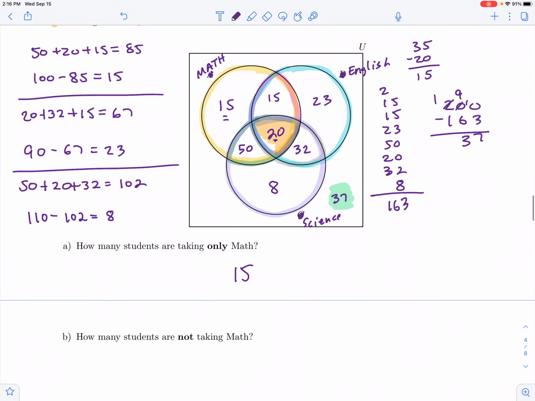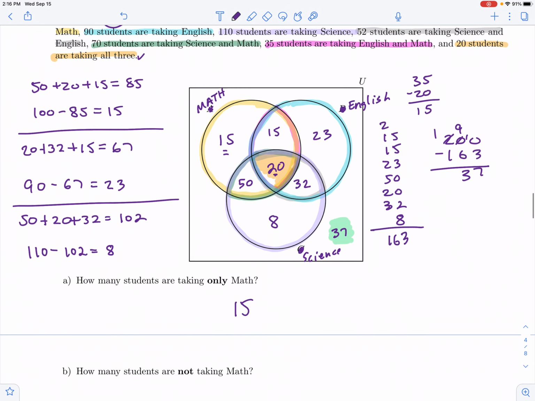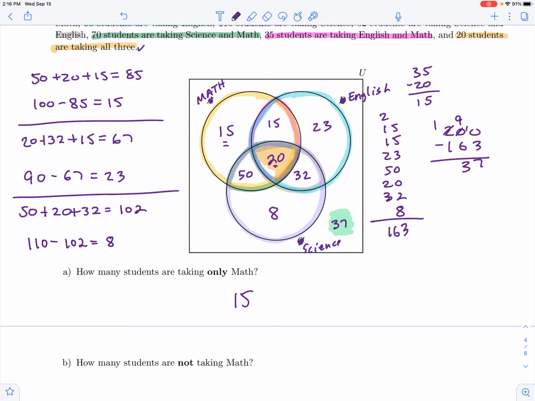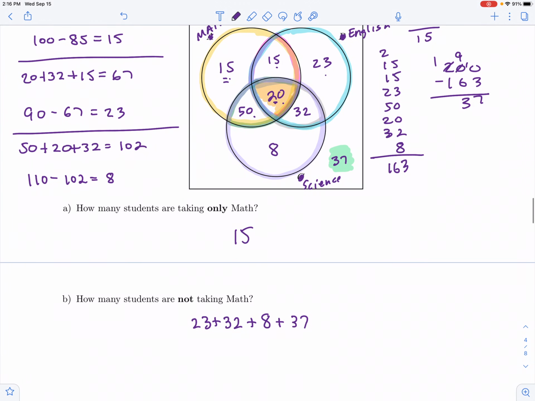All right, so for B, how many students are not taking math? So that's going to be like the same thing as A complement. So anything that's not in the math circle. So we don't want to count the 15, the 20, and the 50. Those we don't want to include because they are in the math circle. So what we're looking at is we want to calculate the 23 plus the 32 plus the 8 plus the 37 that are living in the universal set. So those are the groups of students that are not taking any kind of math class in this case.